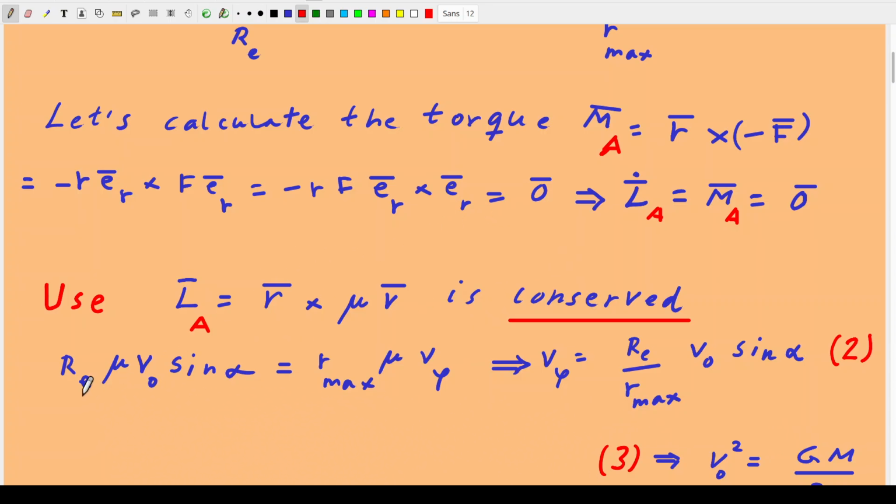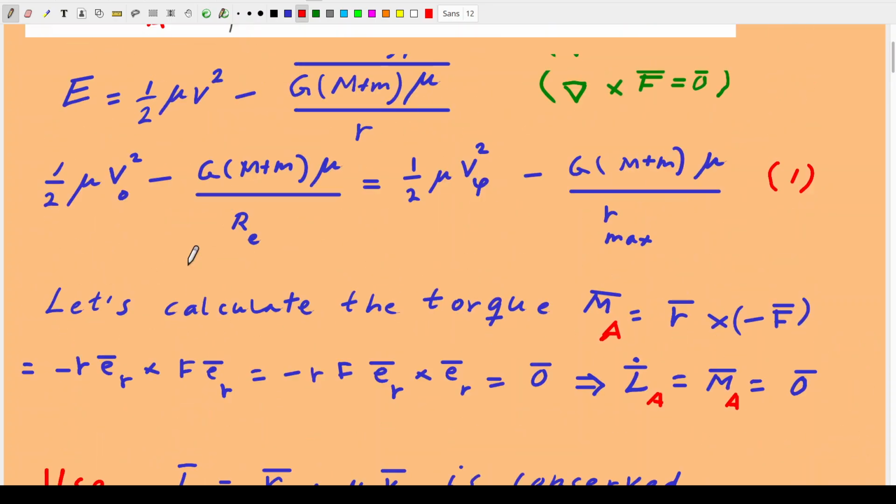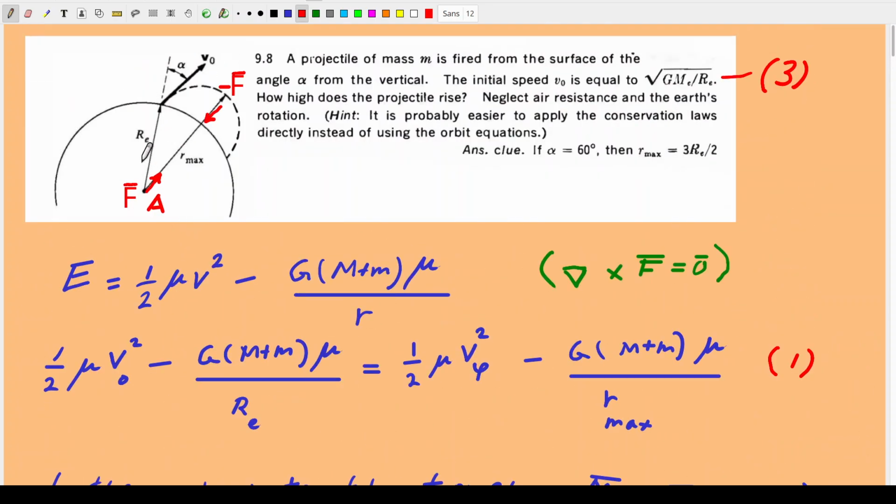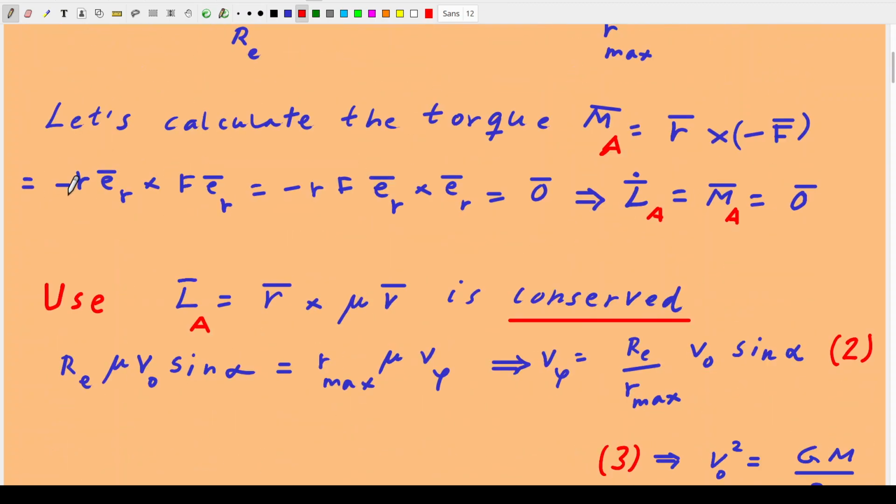And then you can see here that there is the angular momentum, but the parallel vector will not contribute. So it is that part of the vector v0 that will contribute, and that is v0 sine alpha, times the radius, and then also times the reduced mass.